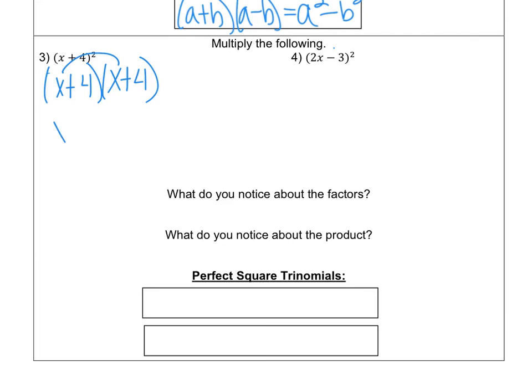So x times x would give me x squared. X times 4 is 4x. 4 times x is 4x. And then 4 times 4 is 16.